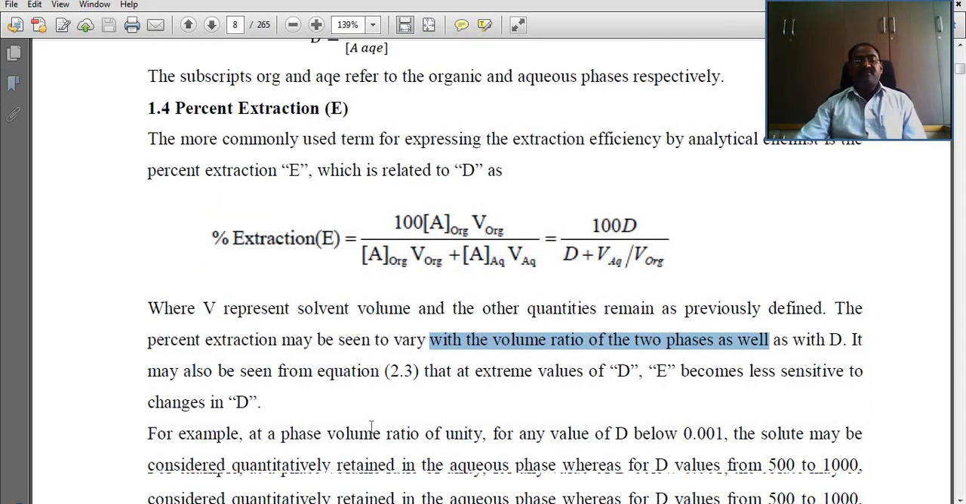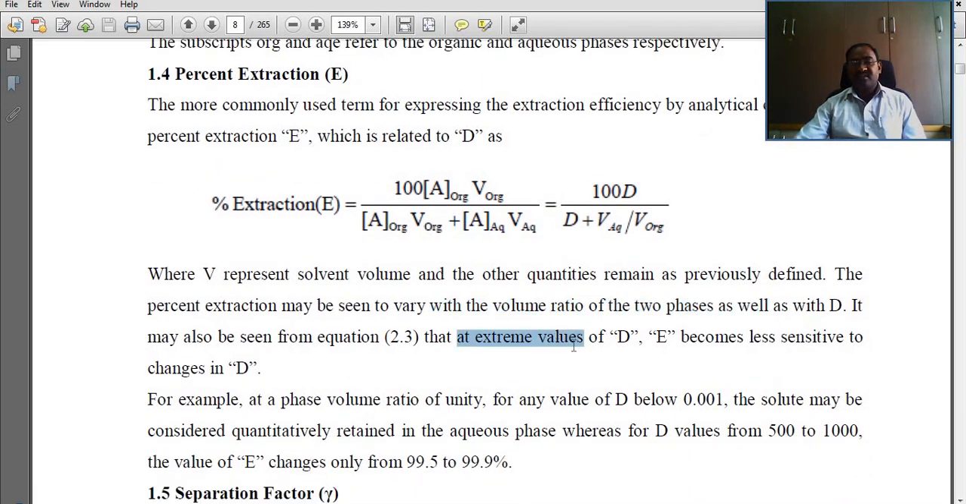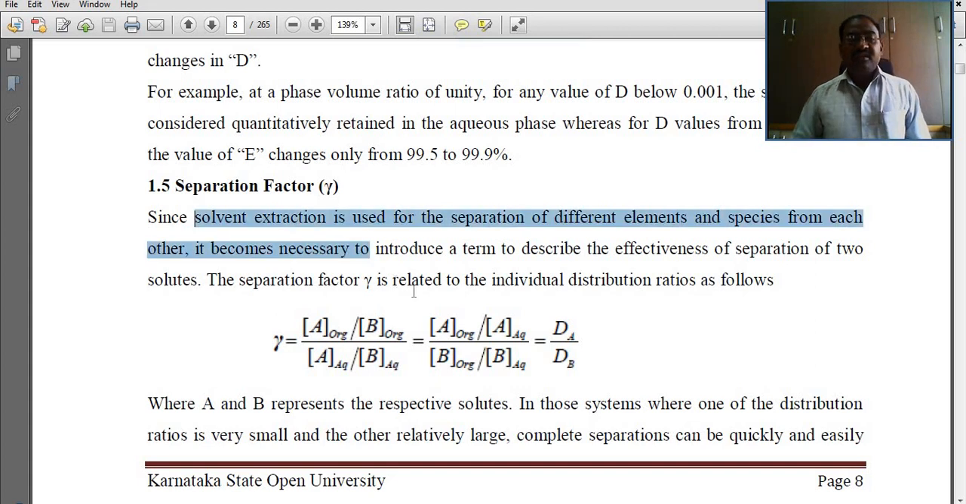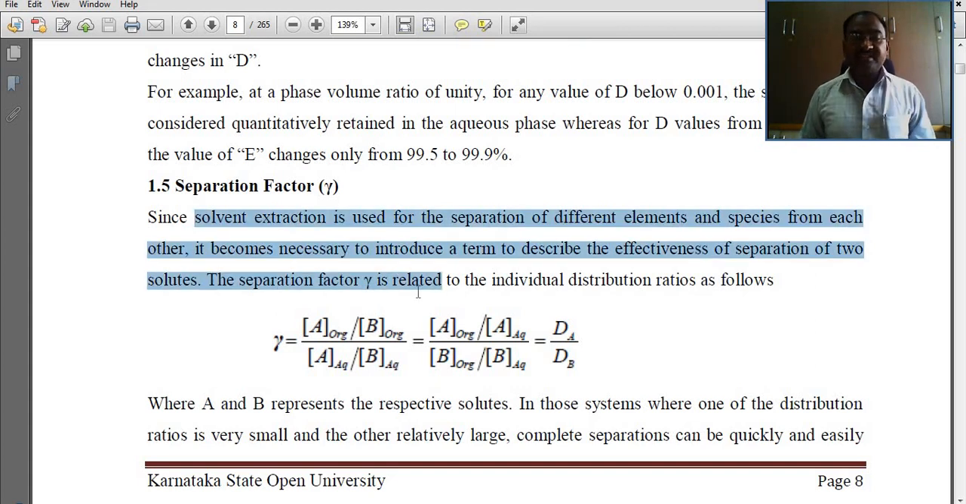It may be seen from the equation that at extreme values of D, E becomes less sensitive to changes in D. This separation factor is used for the separation of different elements and species from each other.